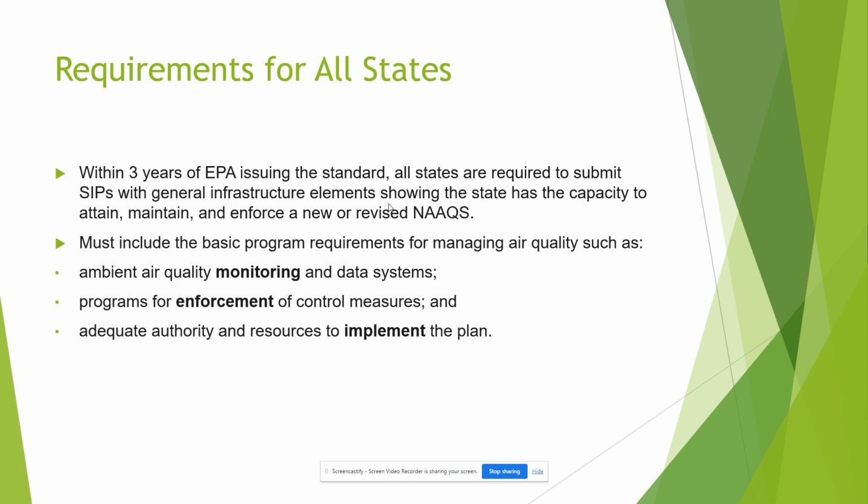Okay. So they have to have things like monitoring and data systems, right? They have to be able to, on a regular basis, check their air quality, check what's in their air. They have to have enforcement programs. Like, what do we do? How do we get people to comply? And if they don't comply, what do we do? Okay. And then authority and resources to implement the plan, money, personnel, stuff like that.